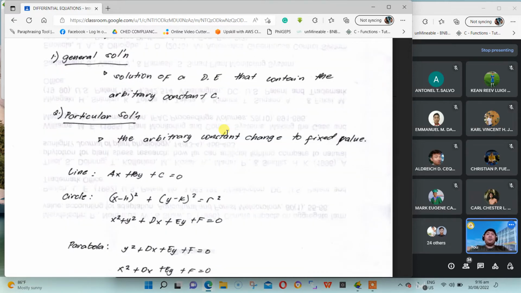For example, we have equations for a line, circle, and parabola. For the equation of the line, you have ax plus by plus c equals 0. The a, b, and c are arbitrary constants, meaning those are general solutions. Those are solutions of the given differential equation, and those solutions are what we use to solve our problem. So in differential equations, we use these general solutions for us to solve a given problem. In differential equations, we first create the equations.